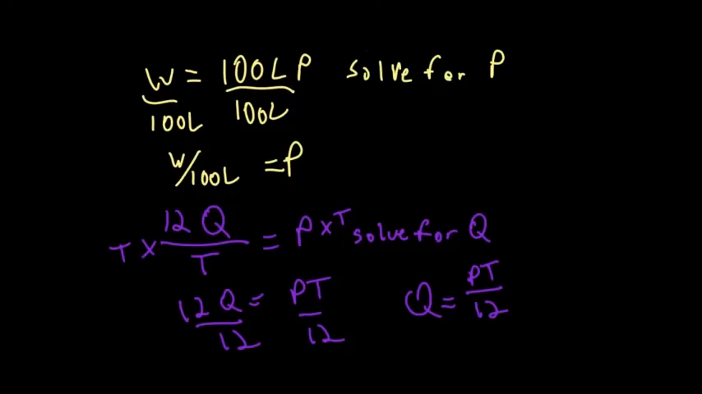So that's how you transform equations. You just move things around by doing the opposite of whatever's being done to the variable.